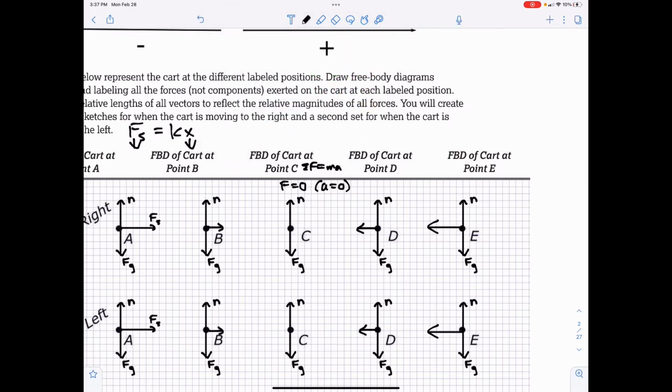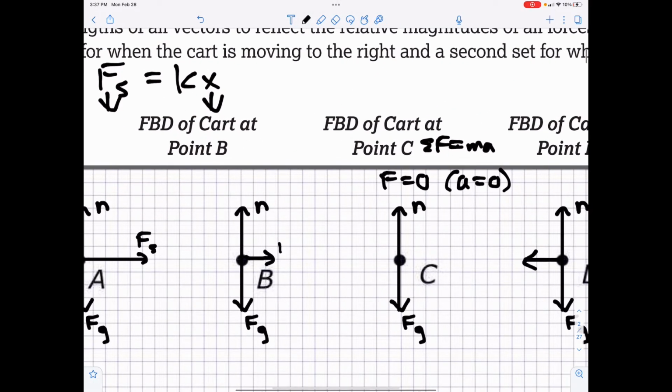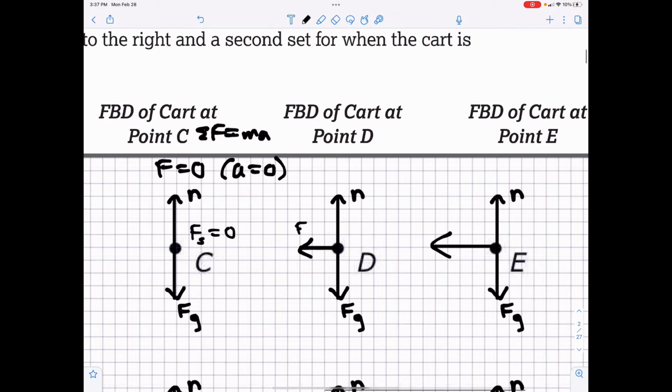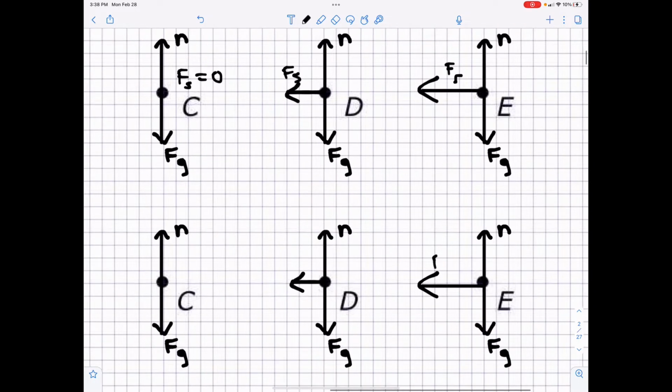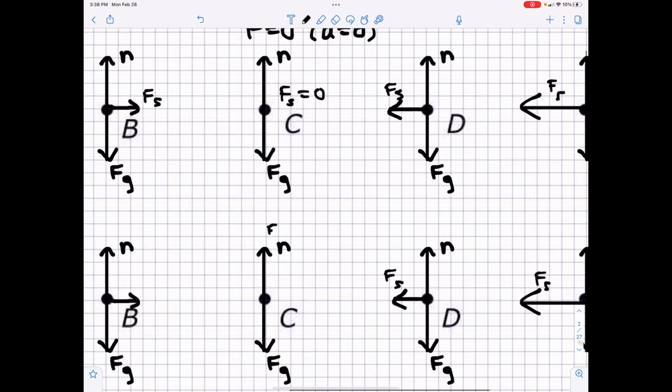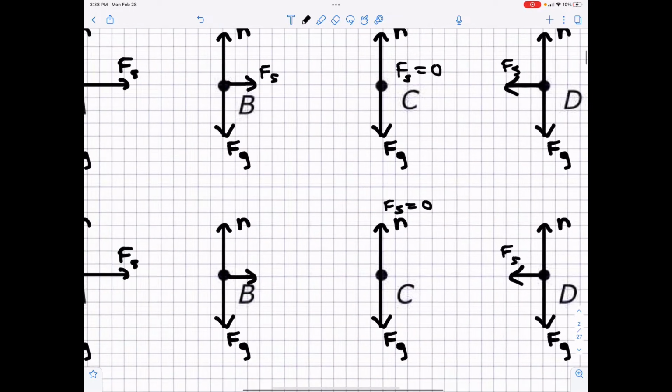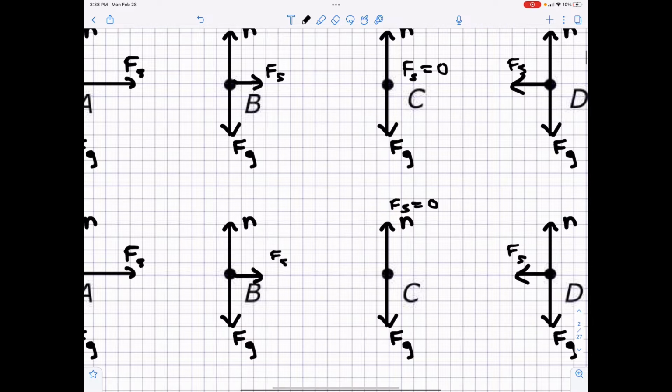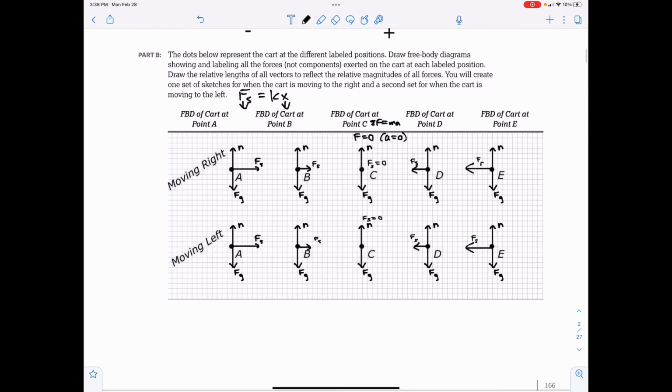Okay, so that's the last thing I'm going to mention here, is that these would be the spring force in each case. Right here, spring force is equal to 0. Here, the spring force is going left. Here, the spring force is going left. Part E and D, again, spring force is going left. Part C, spring force is equal to 0. And then finally, the spring force is going right.